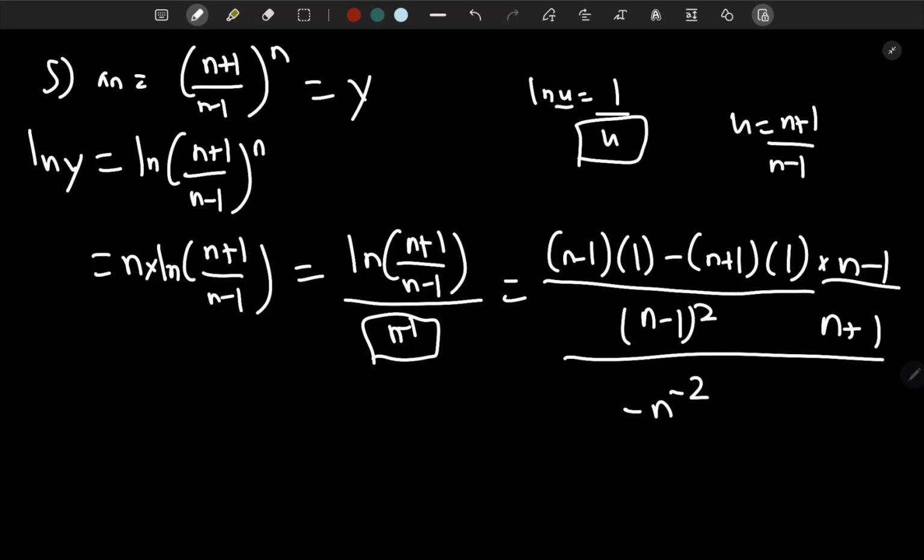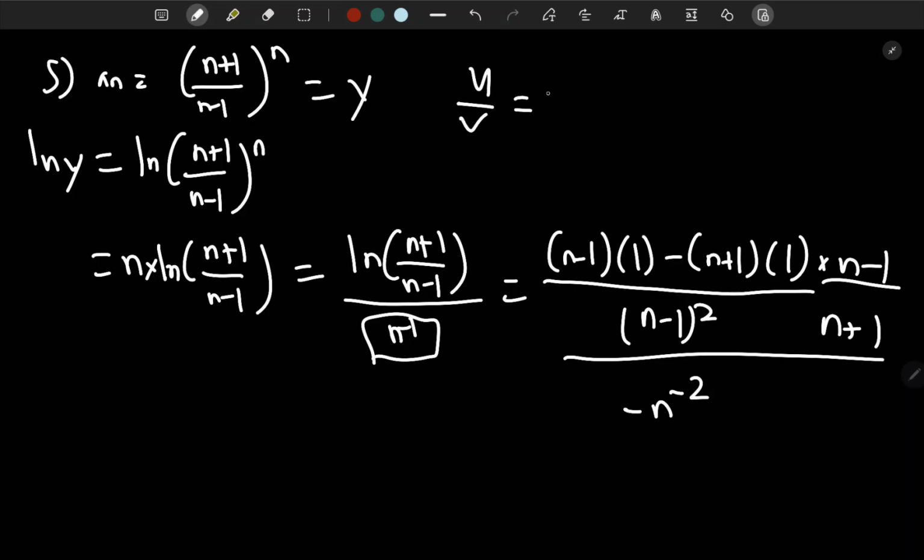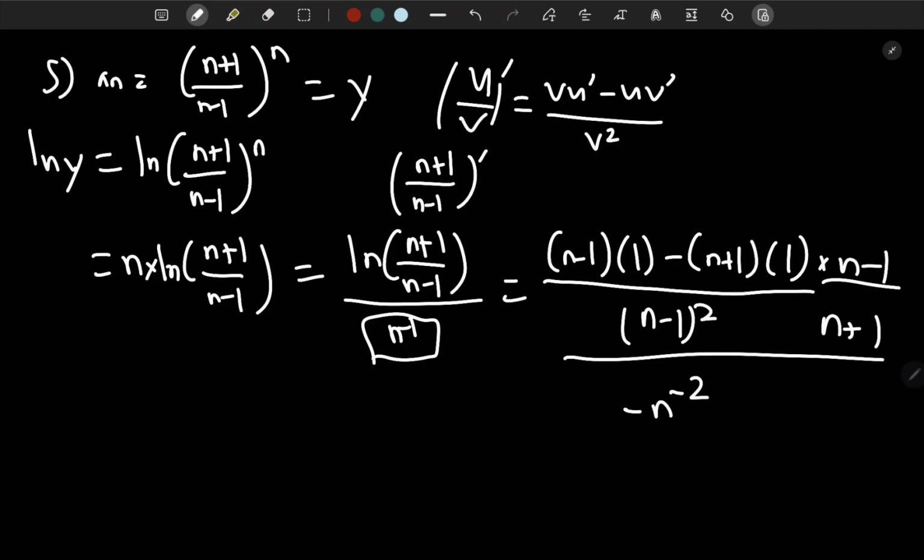So here, if you're getting confused, let me write the quotient rule. So the quotient rule goes, let's say if we have u over v, it is simply v u prime minus u v prime over v squared, and that's simply what we did over here. So basically u over v is equal to, sorry, let me write it over here, n plus 1 over n minus 1 prime, and here we have prime also, and that's basically what we did over here.